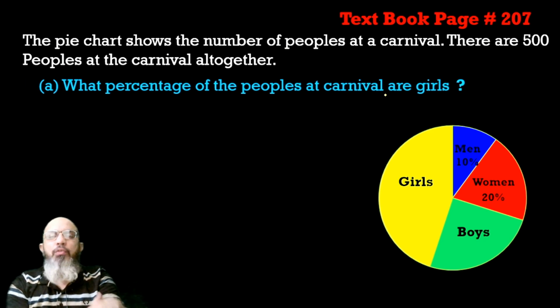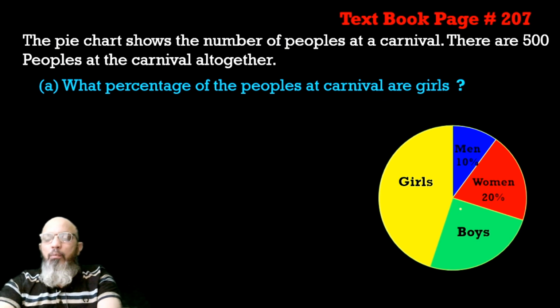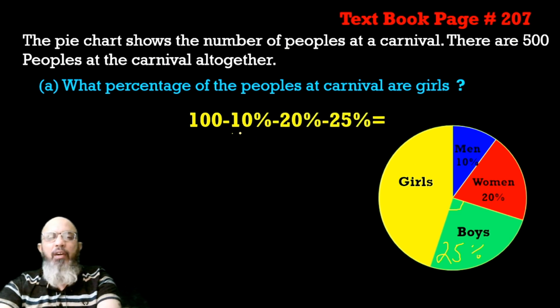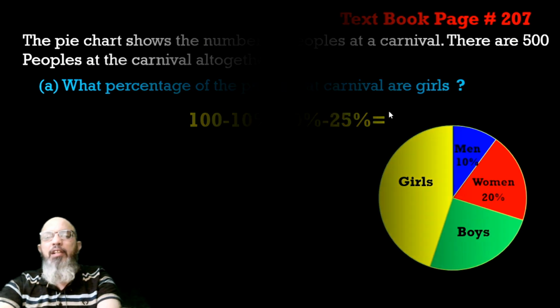What percentage of people at the carnival are girls? Okay. So how can you find the girls? Boys are 1 over 4. 1 over 4 means that is 25% of the total gathering at the carnival. So the rest are girls. Very simple, 100 minus 25 minus 20 and minus 10. We will add all these and subtract from 100. We will get our answer, that is 45% after subtracting.